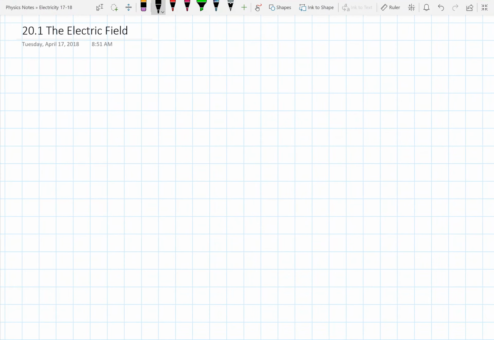Okay, so we have been talking about the electric field. We've done a lab where you mapped some field lines. So now we're going to dive a little bit more into what is the electric field and what do field lines look like. So, an electric field, let's define that word first. The electric field is the force field around an electrically charged object.